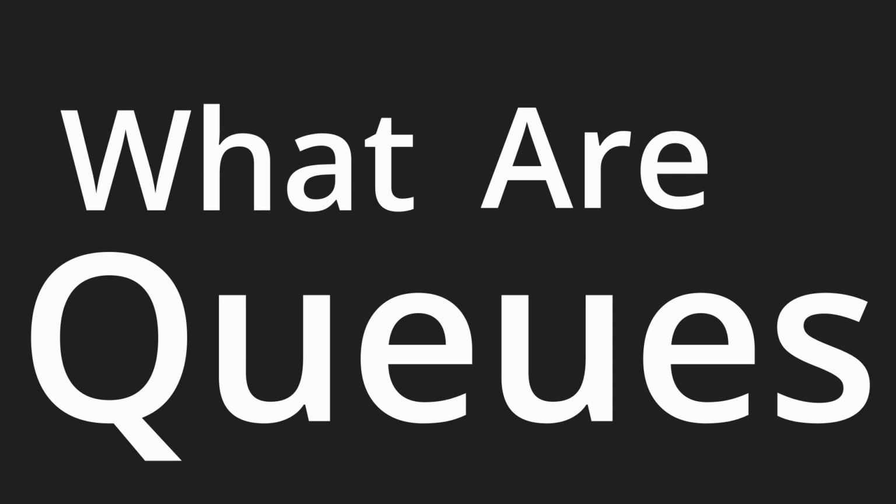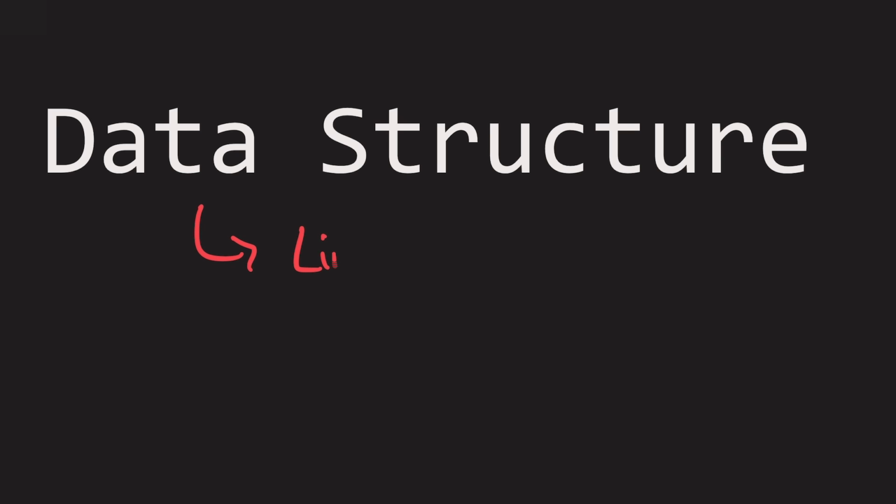What are queues? Queues are a generic data structure that are often built using the backing of a linked list. And if you don't understand what a linked list is, check out my recent video in the corner where I explain it in full depth. Queues utilize the first in, first out methodology.